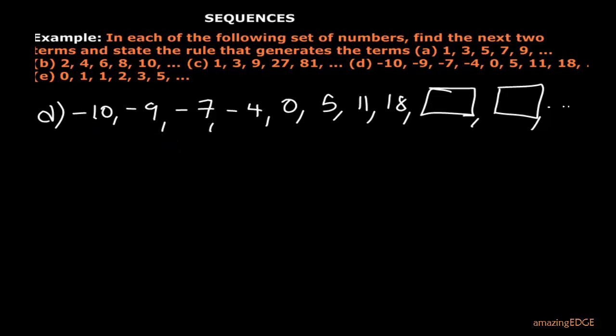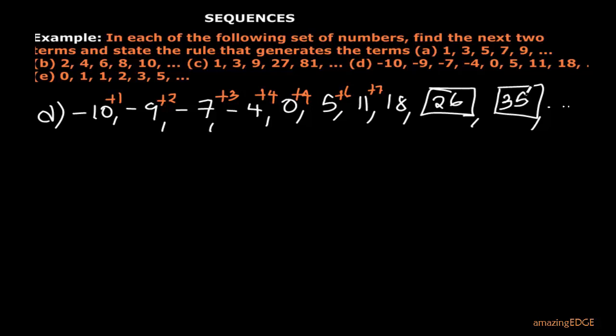So you add plus 1 to get minus 9. You add plus 2 to get minus 7. You add plus 3 to get minus 4. You add plus 4 here to get 0. You add plus 5 to 0 to get 5. Then you add plus 6 to 5 to get 11. Then you add plus 7 to 11 to get 18. Therefore, to get the next one, you add 8. If you add 8 to 18, that will give us 26. Then the next thing to add is 9. If you add 9 to 26, that will give us 35.